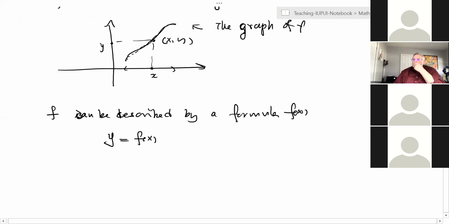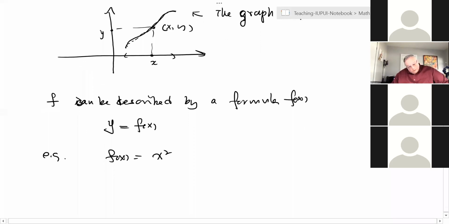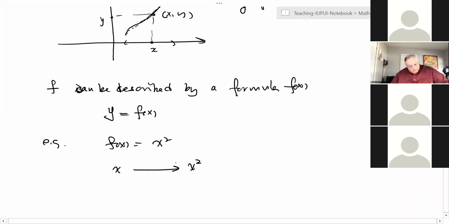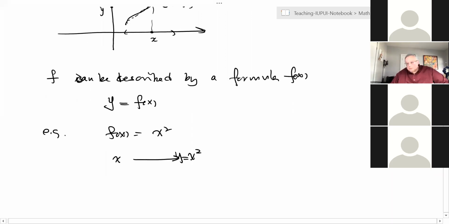Build up this correspondence. For example, f of x is going to be x squared. Then it's clear that anytime you give me the value of x, I get another value. This is called the y value. So y equals x squared. If x is 2, then we get 2 squared. So that's a so-called function.